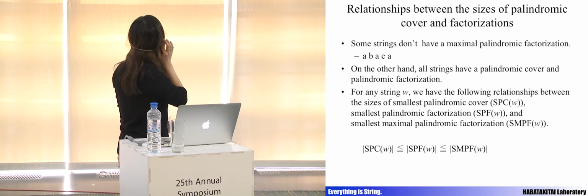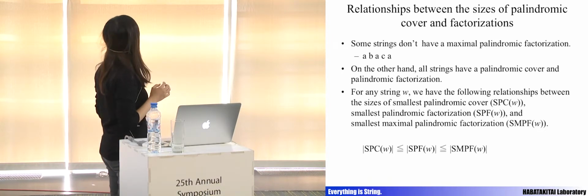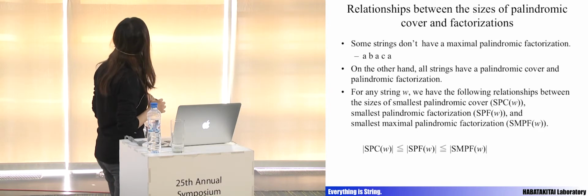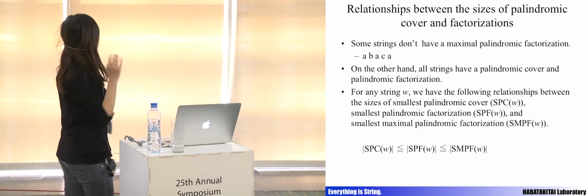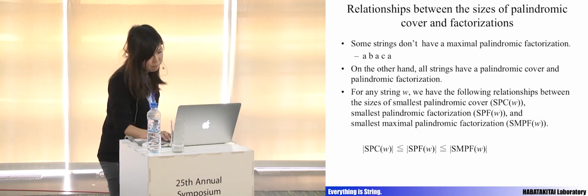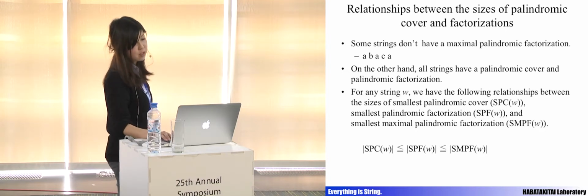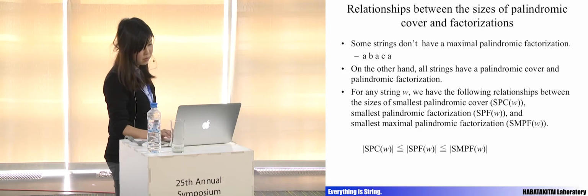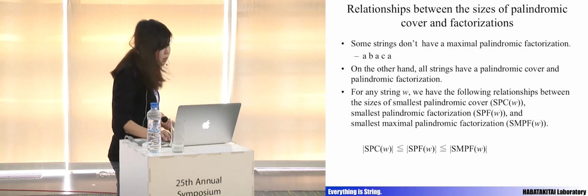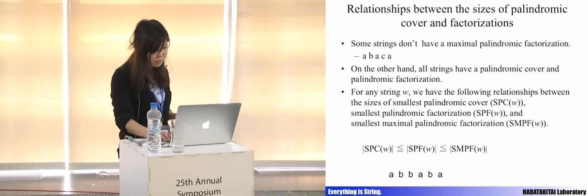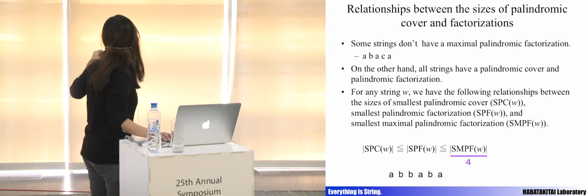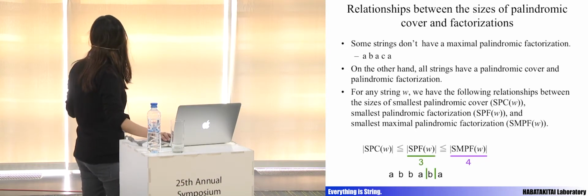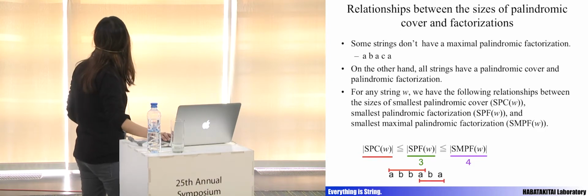And for any string W, we have the following relationship between the size of the smallest palindromic cover, the smallest palindromic factorization, and the smallest maximal palindromic factorization. If W does not have a maximal palindromic factorization, then we regard the size of SMPF as infinity. This is an example, where the size of SMPF is 4, the size of SPF is 3, and the PC is 2, like this.